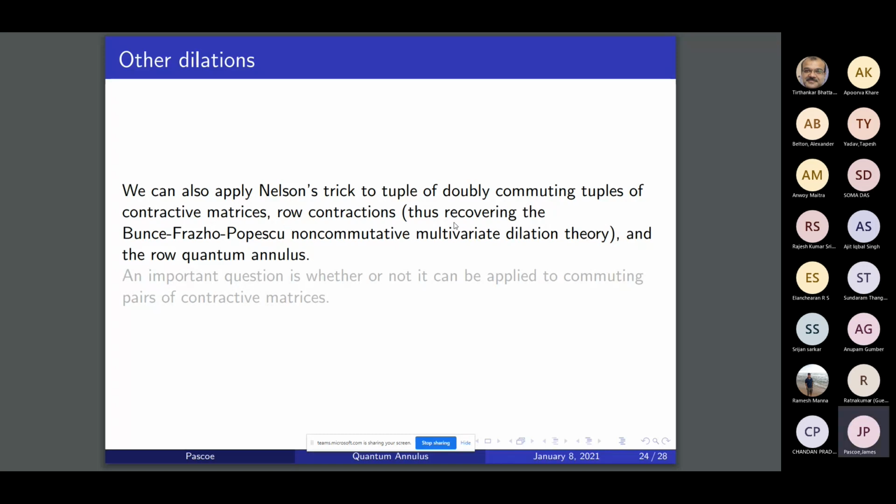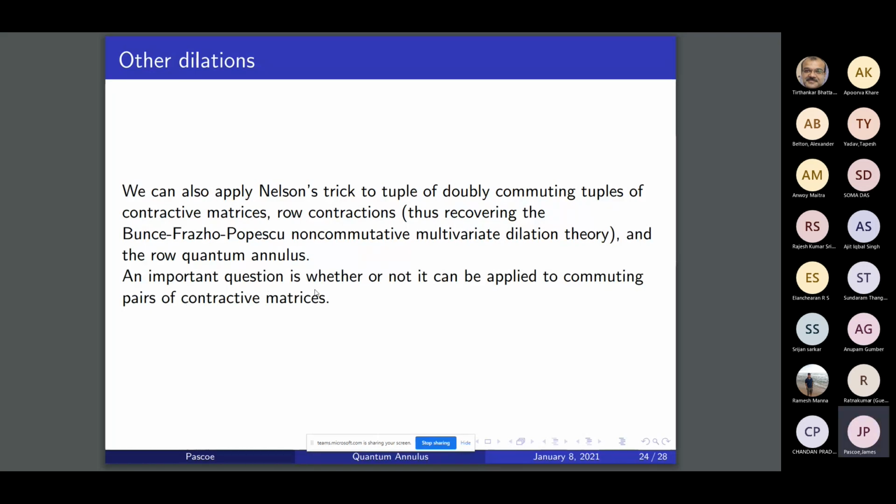We also have row contractions, and thus we recover this non-commutative multivariate dilation theory, essentially the Bunce-Frazho-Popescu non-commutative dilation theory. And then we could also do a row version of the quantum annulus. For this row contraction case and this row quantum annulus, we would need to apply Nelson's trick using a singular value decomposition that's not square, but everything's still going to go through. You're just going to get some sort of isometric dilation rather than a proper unitary one.